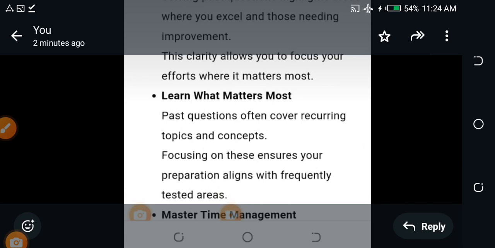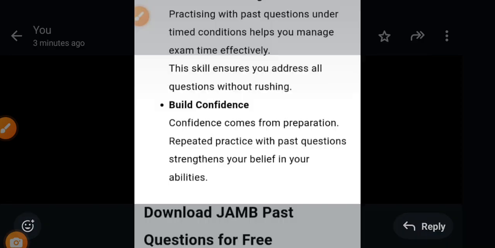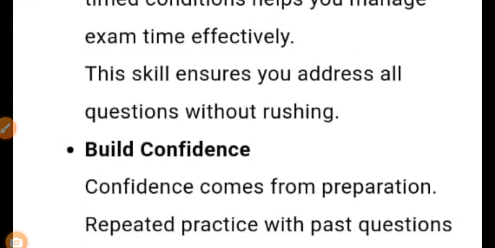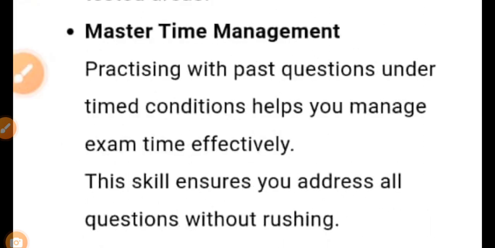It will also help you to master time management. Of course, when you enter into the exam hall, because it's computer based, you don't have all the time. When you practice past questions, if you have 40 questions or 60 questions and you time it, you will be able to know, okay, it normally takes me 60 minutes to solve these questions. That's 1 hour. Or it normally takes me this number of minutes. You will now benchmark it with the number of minutes you'll be needing inside the JAMB hall itself. So it helps you to manage time.